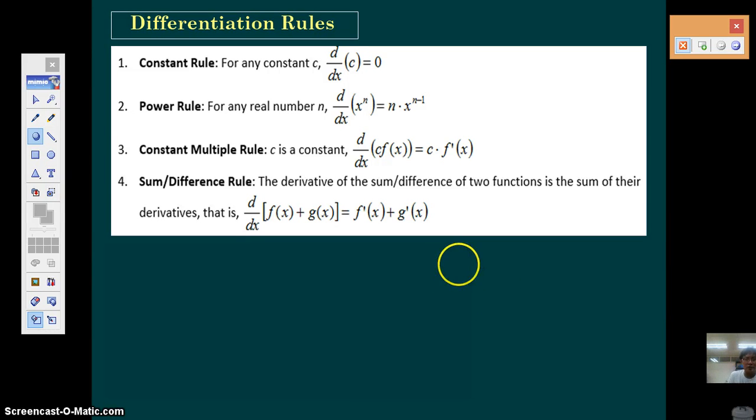Good day, seniors. In this video lesson, we will summarize all the differentiation rules that we need to get the derivative of algebraic functions. First rule, the constant rule. The derivative of any constant is 0.